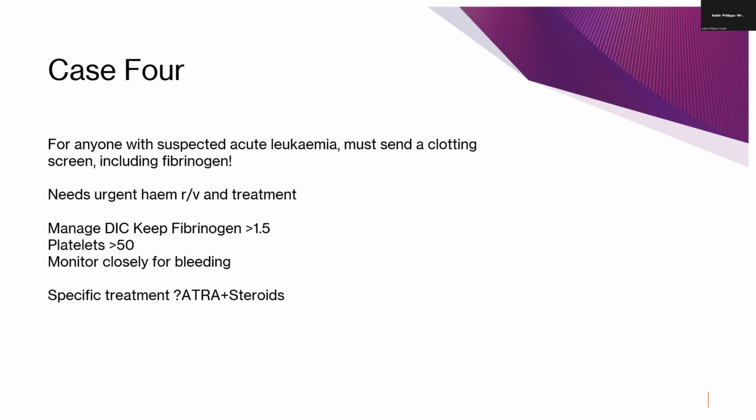Their platelets need to be kept above 50, and they need to be monitored very closely for bleeding, because these patients die of bleeding. The outcomes for APML are excellent if you live the first few weeks, and the patients that die in the first few weeks die from bleeding. So the DIC needs to be managed as a priority. Then specific treatment with ATRA, which is all-trans retinoic acid, and steroids needs to be instituted. There's further treatment that starts a little later, but that's the urgent treatment that needs to start that night to save their lives.